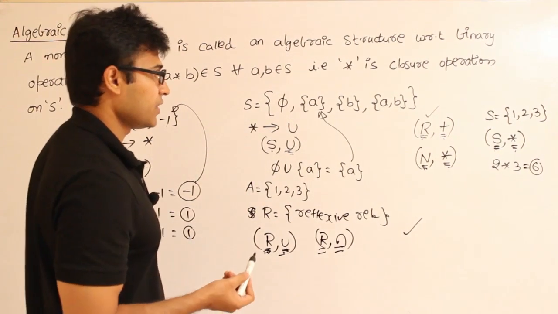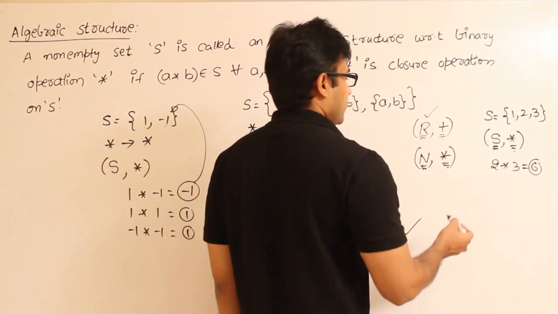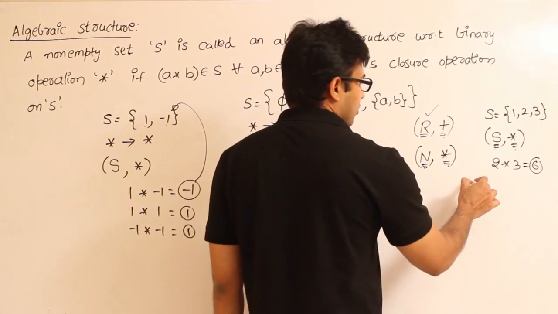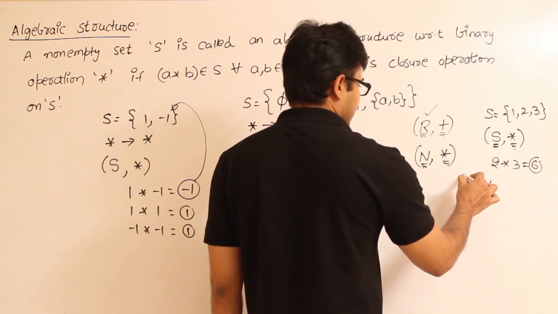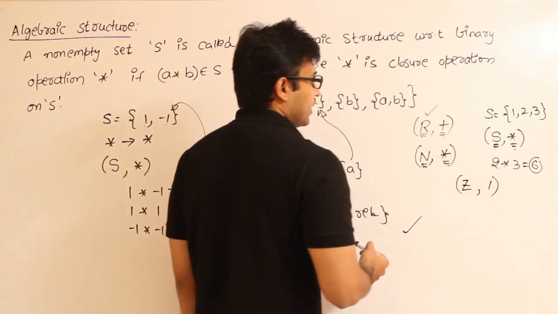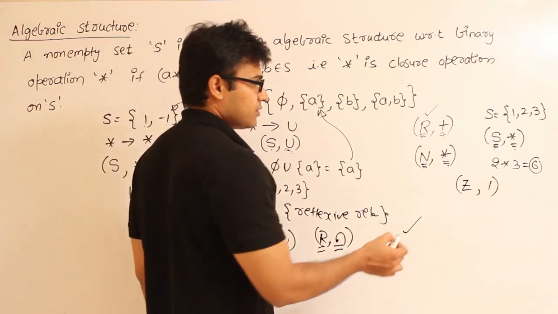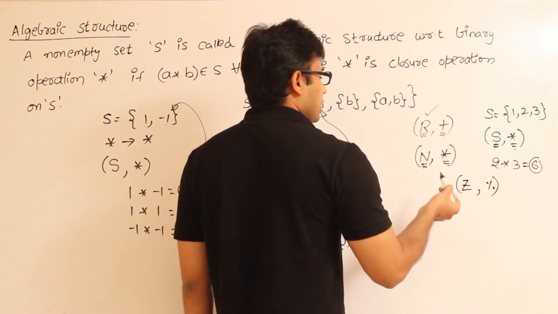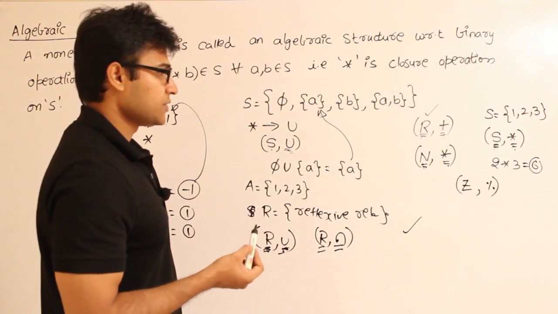That is about the finite set. If you want an infinite set also, you can take it. Let's say we are talking about the set of all integers, and the operation is division. Now it is not going to be an algebraic structure.